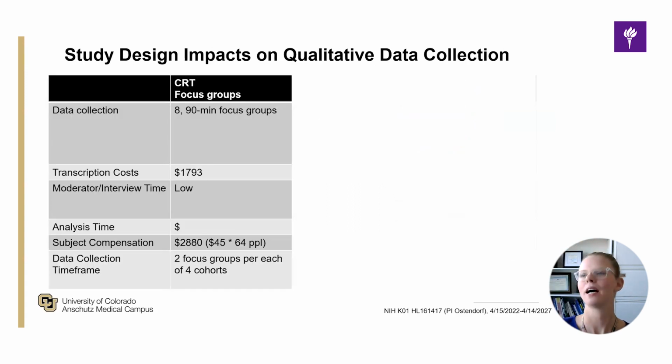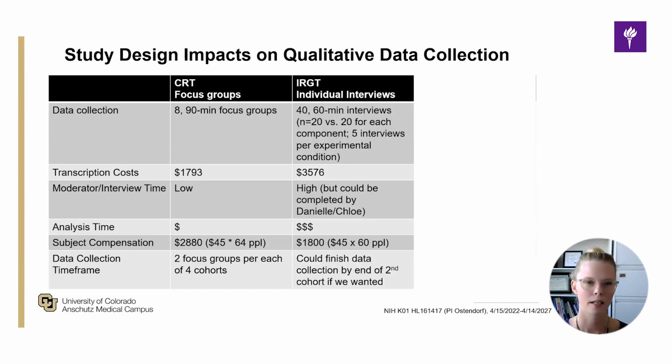Okay, there's also impacts on qualitative data collection. In that cluster randomized trial design, we could easily do focus groups because all the participants were kept together. There was no cross-contamination with experimental conditions. And so transcription costs to do 8 90-minute focus groups were around $1,800. Not too much for analysis time because it's 8 transcripts to review and code for. And then subject compensation was around $3,000.